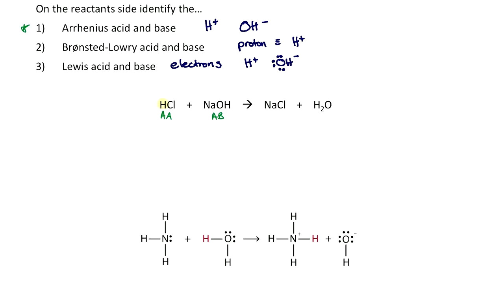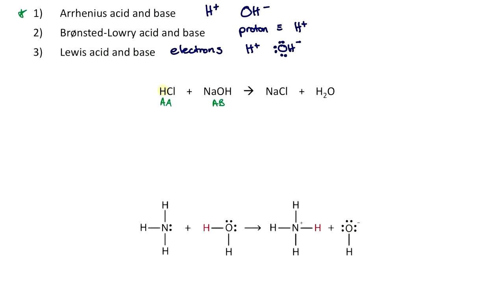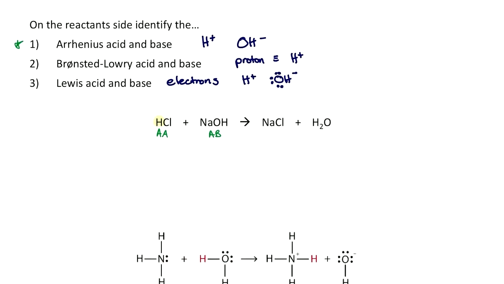All right, let's just finish this first reaction with all three definitions. We did the Arrhenius acid for the first one, so now let's do the Bronsted-Lowry acid and base for this first reaction. We're looking at proton movement. What substance is donating its proton, HCl or sodium hydroxide? HCl, yes, because it is giving up that H plus to make a chloride ion.